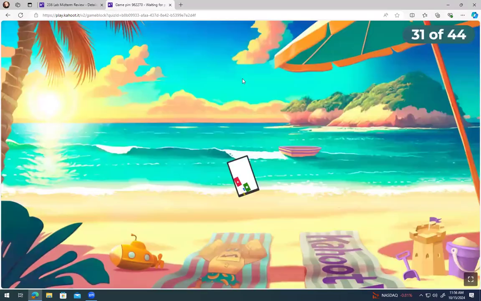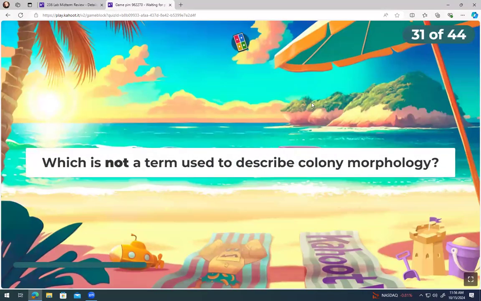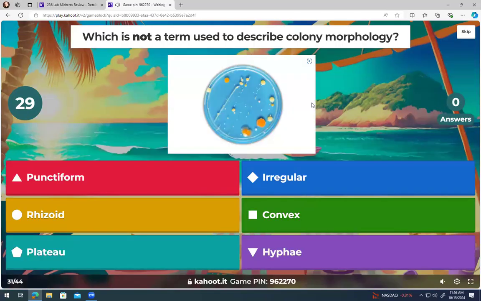Yeah, so general stuff about bacteria growing on plates and isolating them. Which of these is not a term used to describe colony morphology? So only one of these doesn't belong.